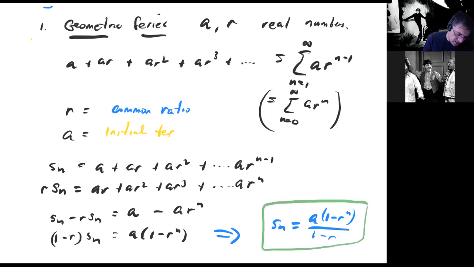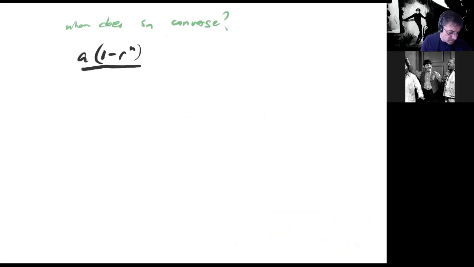Now we have a formula for the nth partial sum, but we're trying to figure out whether the series converges. So we're going to need to know whether the limit of the sequence of the nth partial sums converges to a real number or not. So let's check that out. So when does S_n converge? That's what we're reduced to. So what was it? We had a times 1 minus r to the n over 1 minus r.